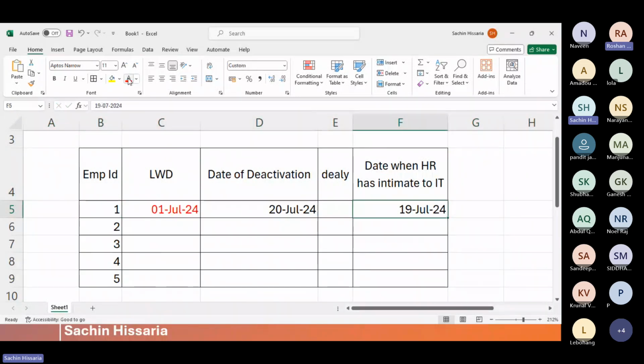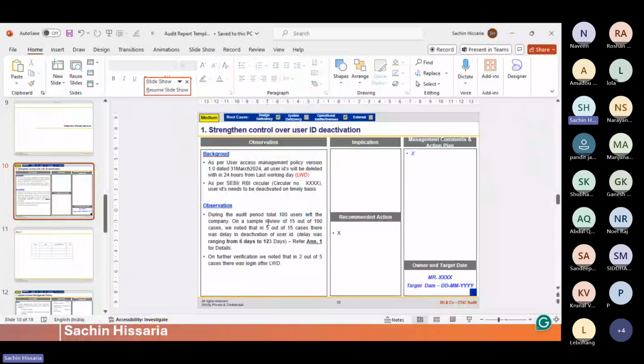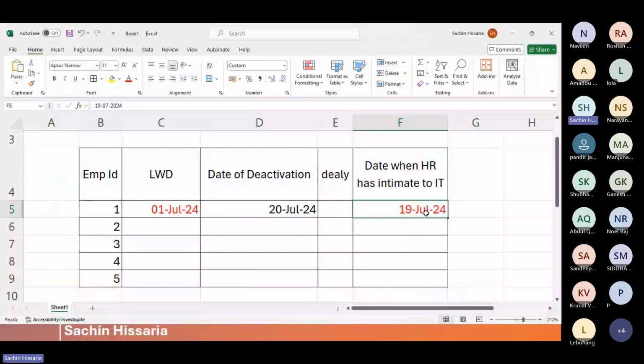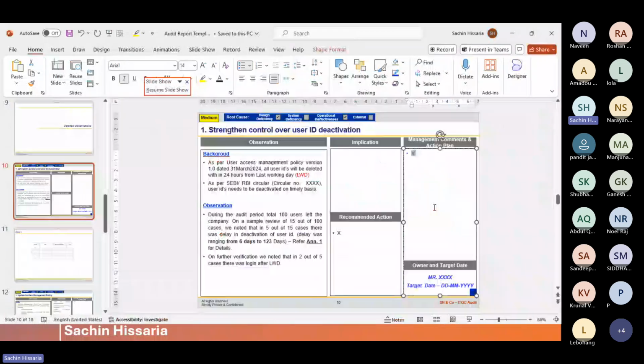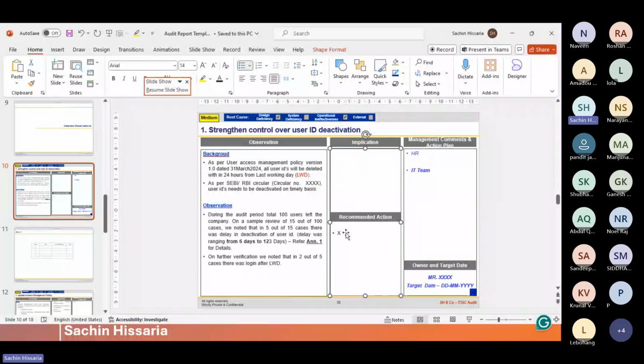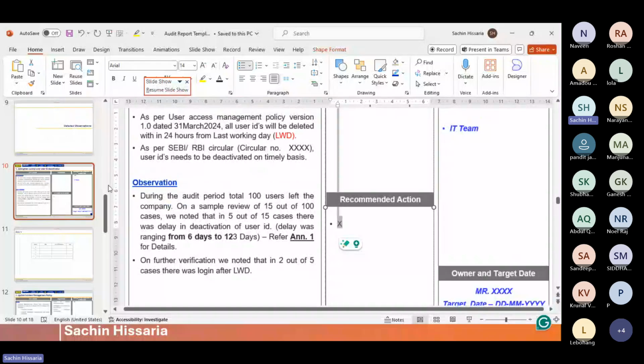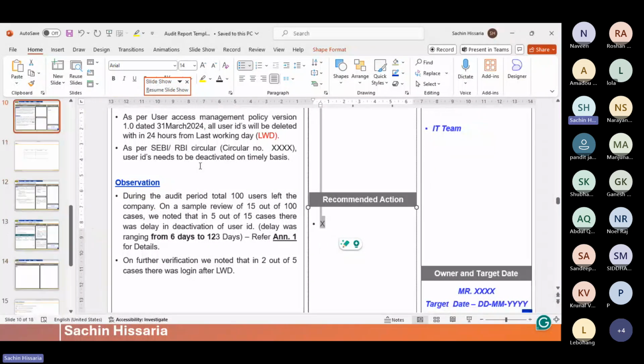Because see, who will provide you the management comment? The person who is responsible for this observation. Suppose if this is a delay from the HR side, then HR will provide you the management comment. If it is a delay from the IT side, then the IT team will provide you the management response. So we have to take their management response as well. Now, what about risk and implication, guys? The detailed observation part is clear, guys. What are the points which need to be included in the detailed observation? Is this clear to everyone?